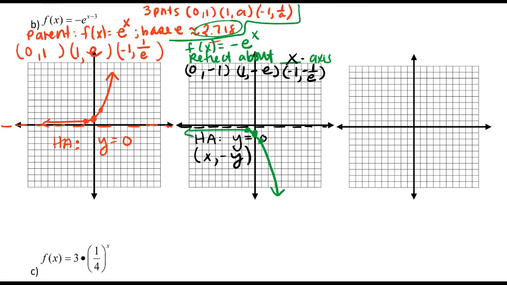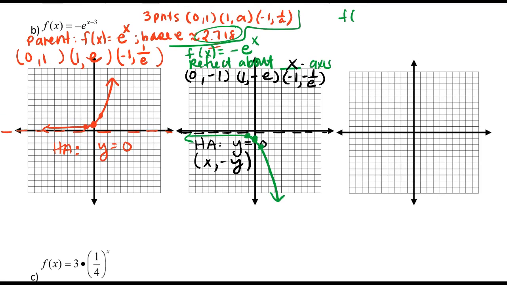Our next function is the last one. F of x equals negative e, we did that, to the power of x, and now this minus 3 is tiny. It's only with the x. Because it's only with the x, we are going right 3 units.